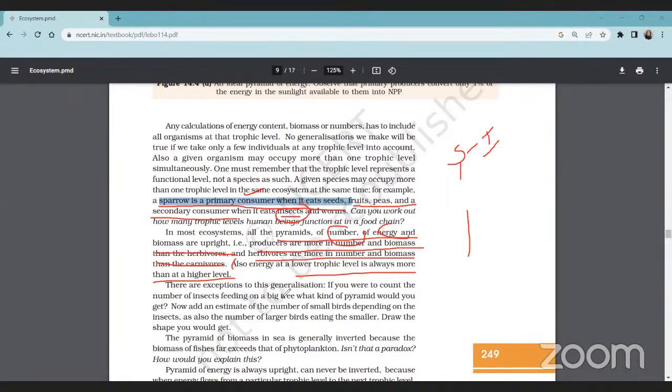There are exceptions to this generalization in the number of insects. If we count the number of insects feeding on a big tree, and estimate the number of small birds depending on the insects, and the number of larger birds eating the smaller ones, the shape of that pyramid is different.